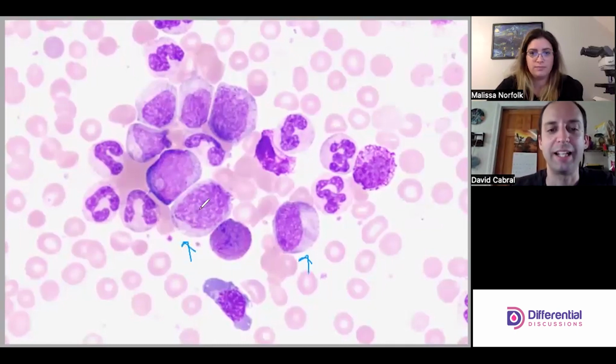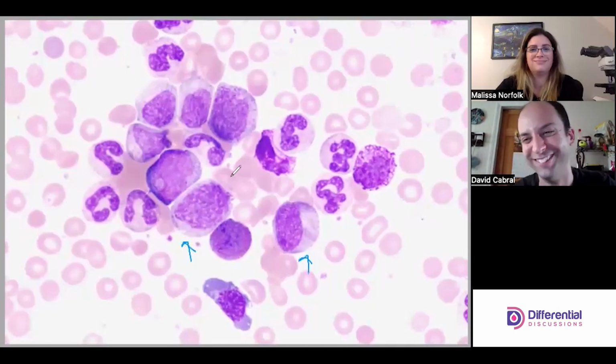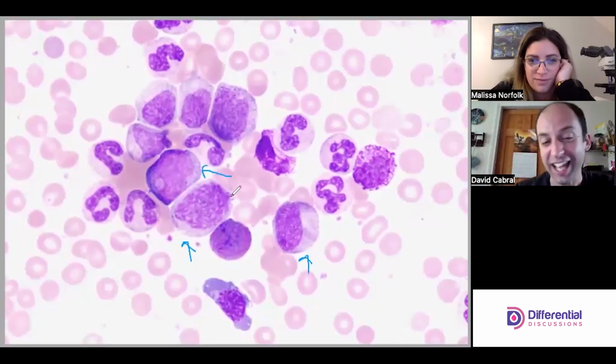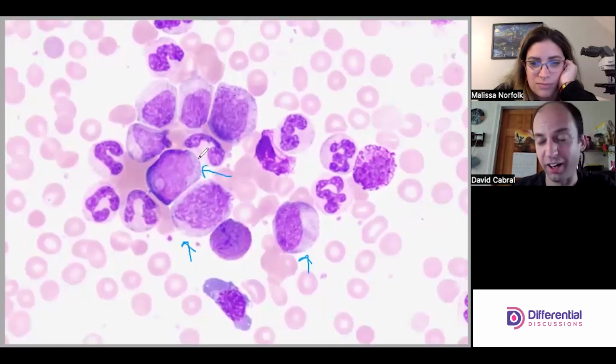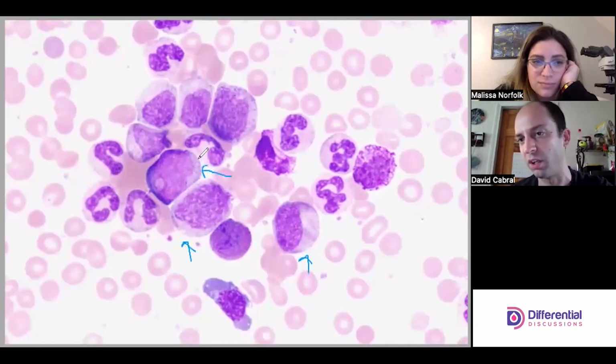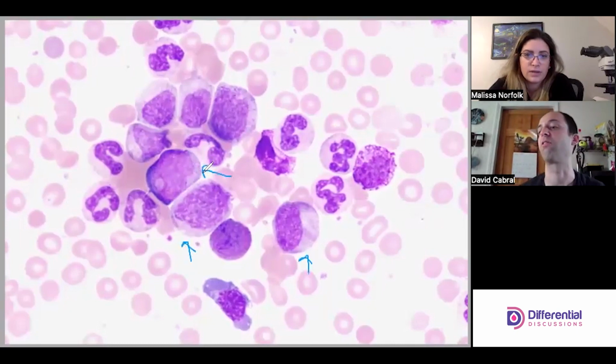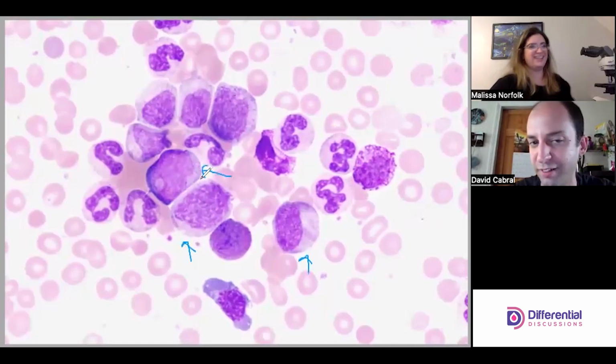So what about the blast? Now, is it a blast or is it a promyelocyte? Yeah, I think the defining factor there would be the presence of primary granules to a somewhat significant degree, right? So if we just saw one granule, I'd still be more inclined to blast. So if Melissa could count the granules, what do you think?